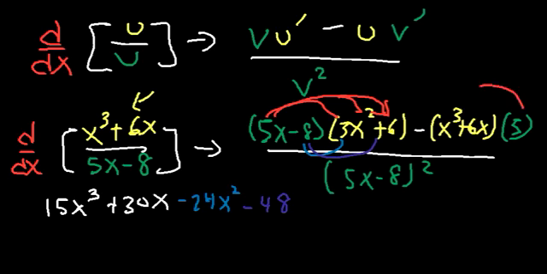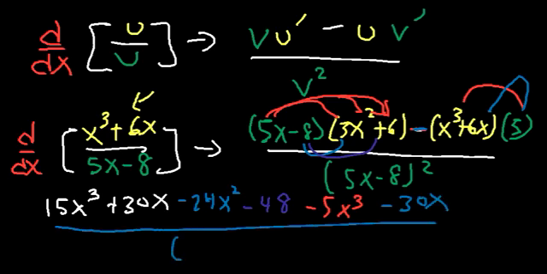Now let's distribute the 5. 5 times x cubed plus the negative sign here is negative 5x cubed. And then 5 times 6x with the negative sign is negative 30x. All divided by 5x minus 8 squared. So now let's combine like terms. We can cancel the 30x and we can combine these two.